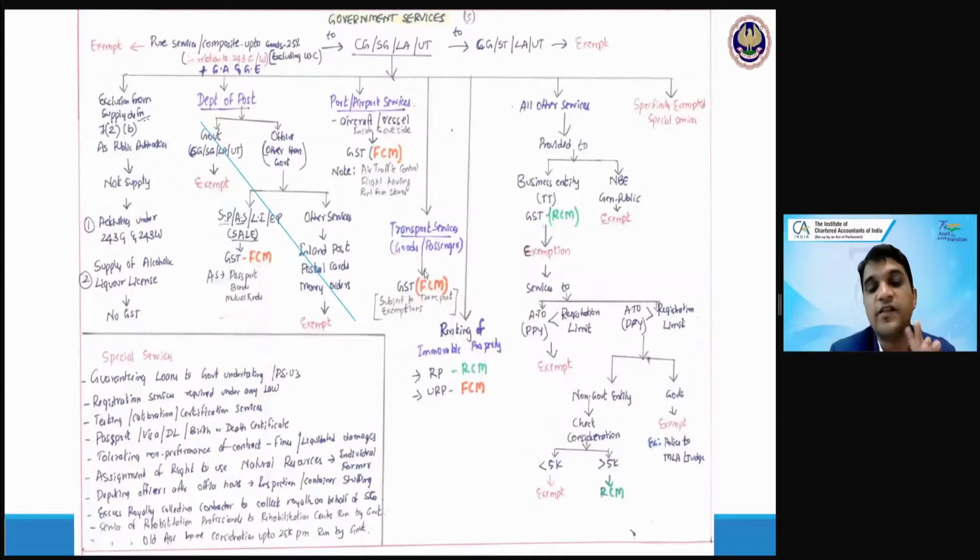Clear, Hardik? 65B is this exemption which says that services supplied by the state government to excess royalty collection contractor by way of assigning of right is what is exempted. They never said that royalty per se is exempted.